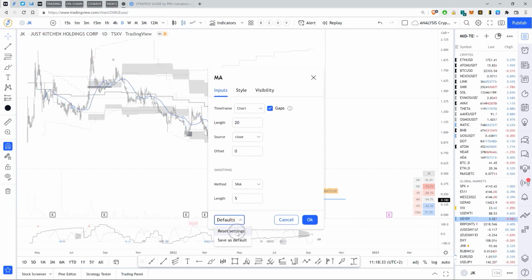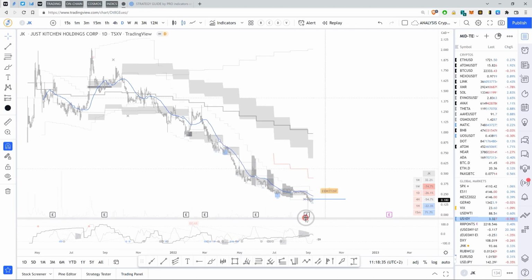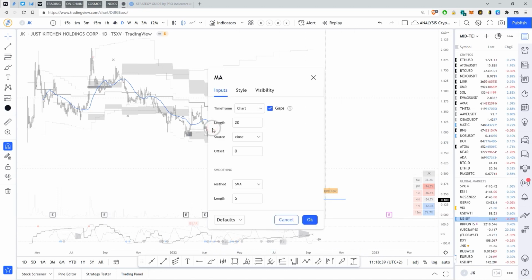I'm going to set these as default settings. No, I don't want any smoothing. God damn it. This is crazy. Then 1.